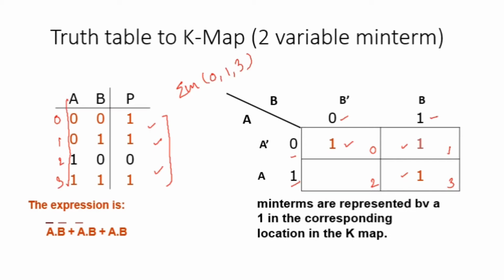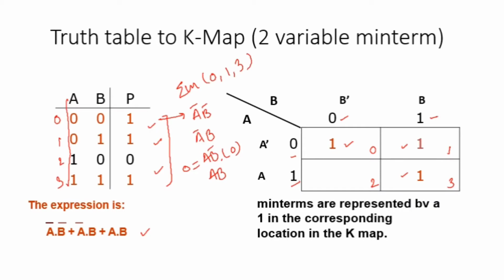Now, if we look at the expression without minimization, this one corresponds to a bar b bar, and this one for a bar b, and the last one for ab. This is actually ab bar, but when this ab bar is multiplied by 0, it will eventually become 0. So that's why it is not considered. So this is the non-minimized expression.